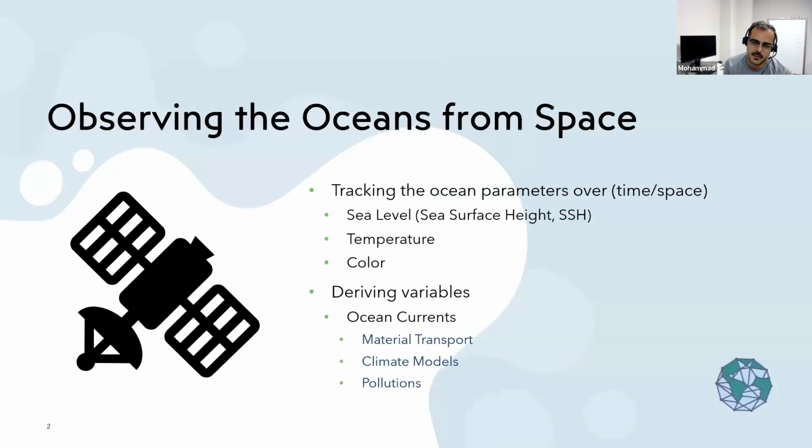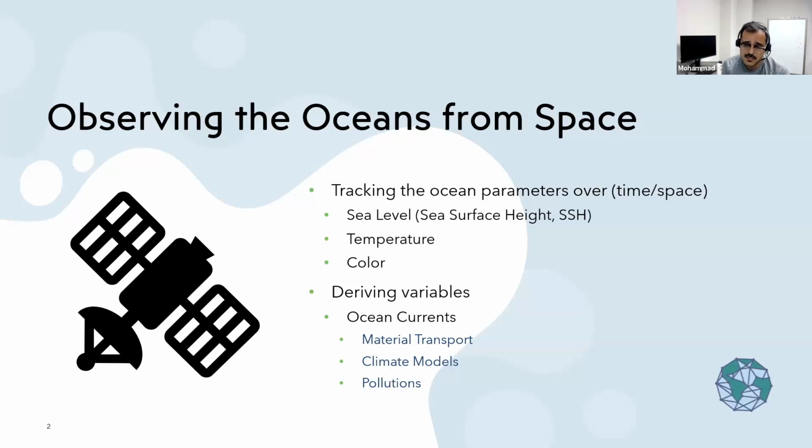So looking at the oceans from space is a good way to learn about them. Satellite data can cover large areas and track changes over time. What we can directly observe from satellites include sea level, temperature, and colors. But there are some other desired variables such as ocean currents, which we cannot observe directly. Ocean currents are crucial components of the Earth system and play an important role in transferring heat, momentum, and tracer gas between oceans and atmosphere.